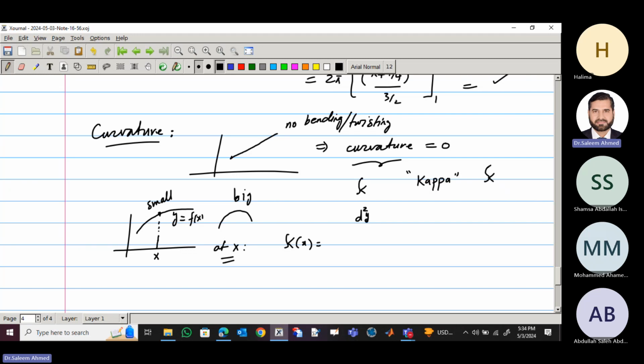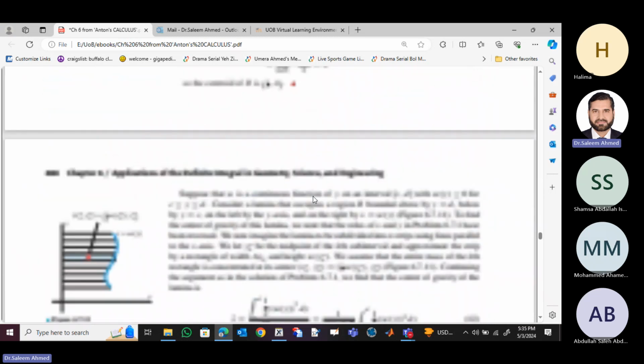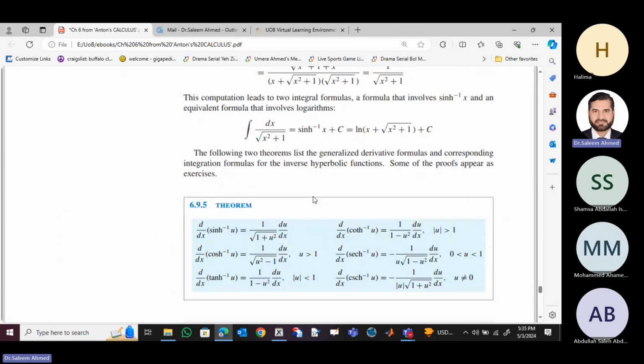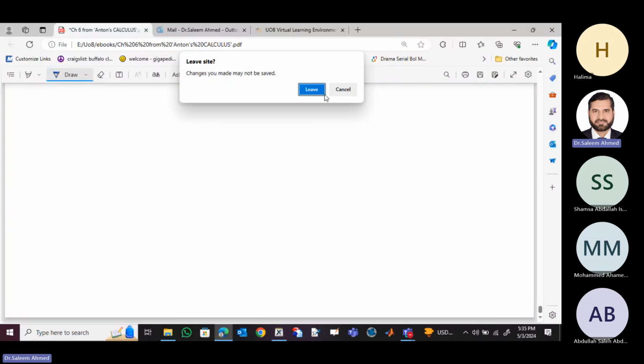It is the absolute value of the second derivative of your function, divided by the same arc length function, 1 plus dy by dx squared, but the power is not 1 by 2, the power is 3 by 2. So this is the formula of curvature which will be given to you. As I said, in 12.5 there are questions about curvature, but don't go through 12.5. Just only look at the formula.